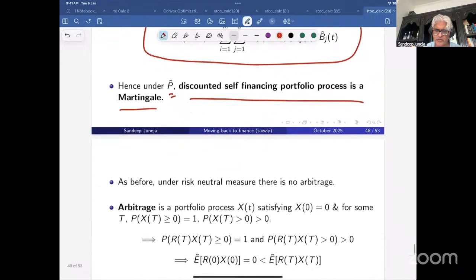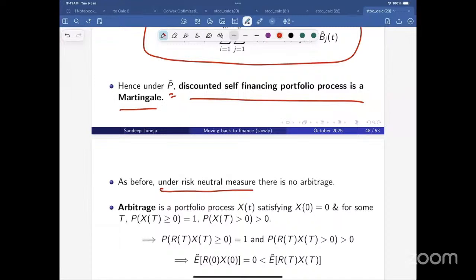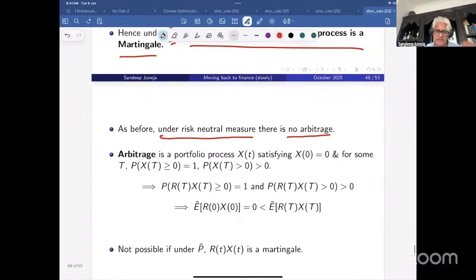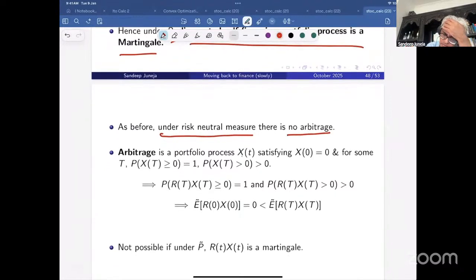So this is what we want to show now: under this neutral measure, there is no arbitrage, as we showed in the discrete finance lectures. For this purpose, let's define what an arbitrage is. An arbitrage is a portfolio process X_t where you start with zero wealth and then at time T you have non-negative wealth with probability 1 and positive wealth with positive probability. So that's a reasonable definition of an arbitrage.